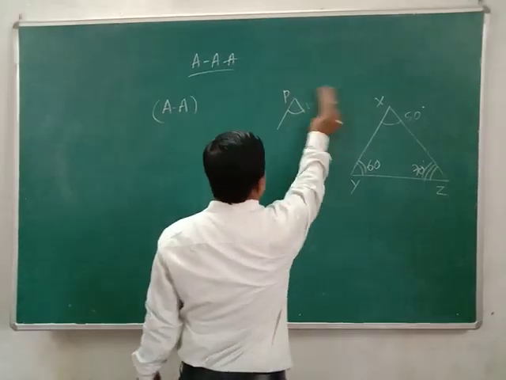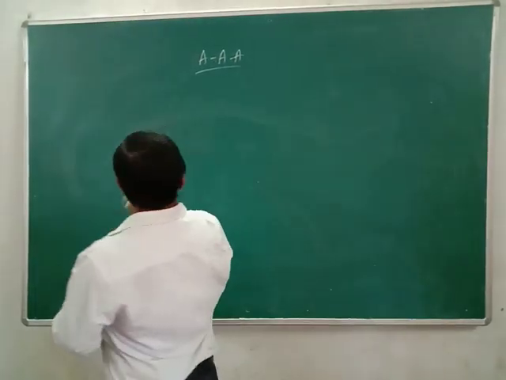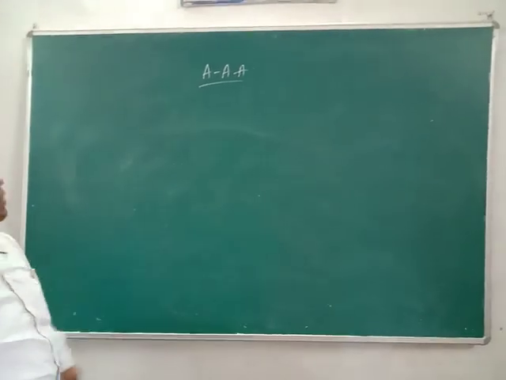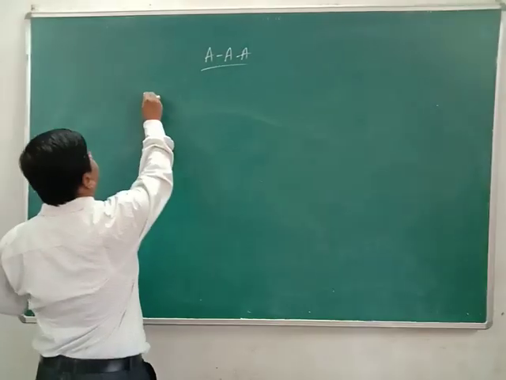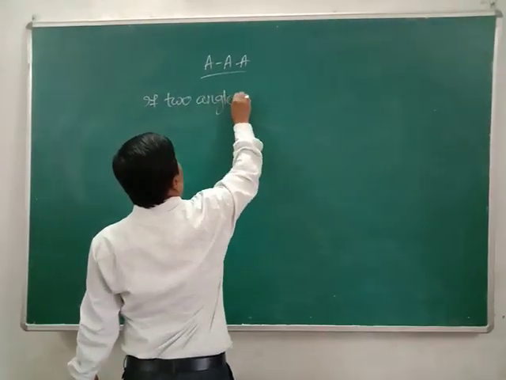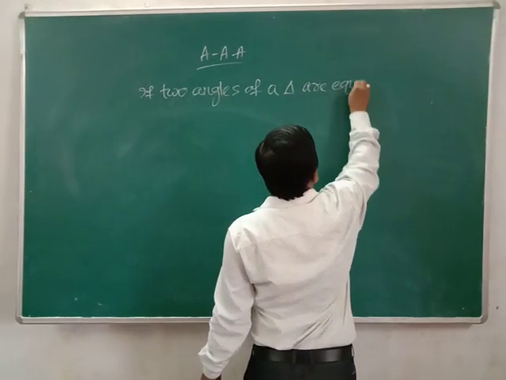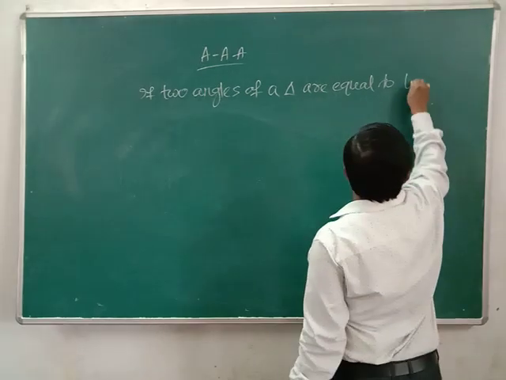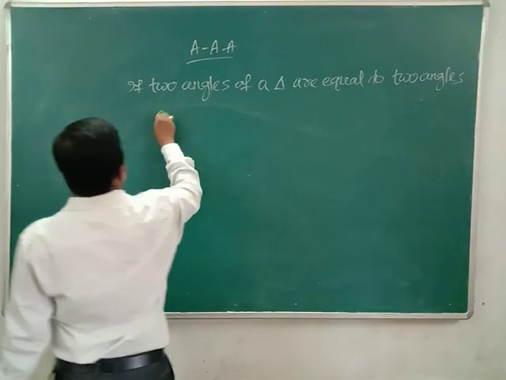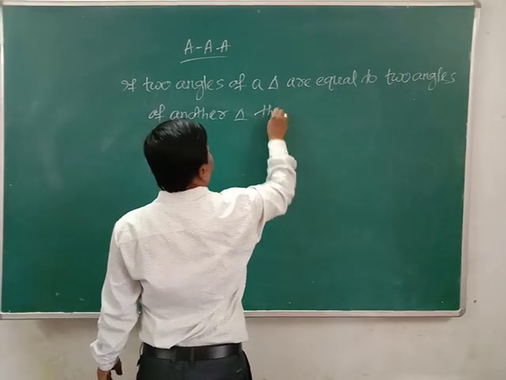Now this is the first criteria. So you write down: three angles is the theorem. But if two angles of a triangle are equal to two angles of another triangle, they will be similar. So what is the first criteria? If two angles of a triangle are equal to two angles of another triangle, they are similar.